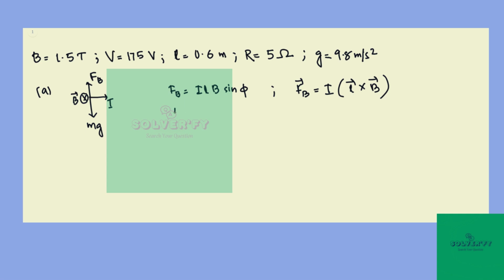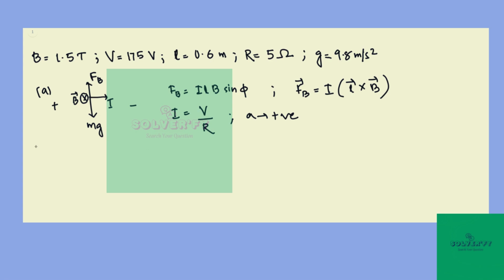And we also know that current is equal to voltage over the resistance. So to produce a current in this direction, point A should be the positive terminal of the battery, because the current goes from positive to negative. So this side should be positive and this side should be negative. So the current flows in this direction.